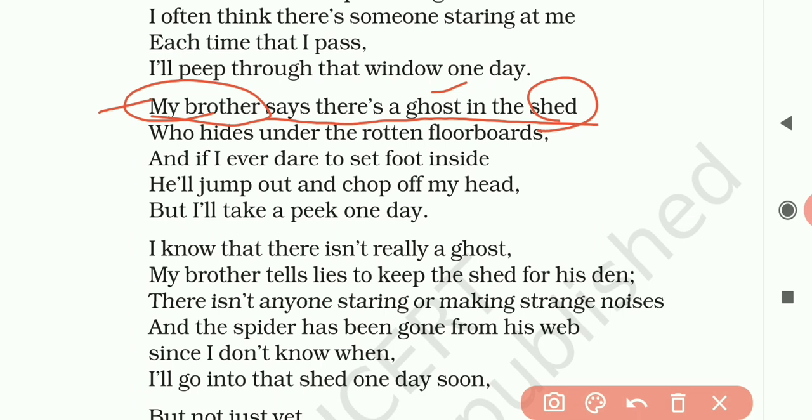Do they exist? I don't believe it. I have never seen a ghost and I don't believe in that also. Okay? Right? Who hides under the rotten floorboards? Now he also describes beautifully where the ghost hides in that particular room. He says that the ghost takes shelter, or he hides.